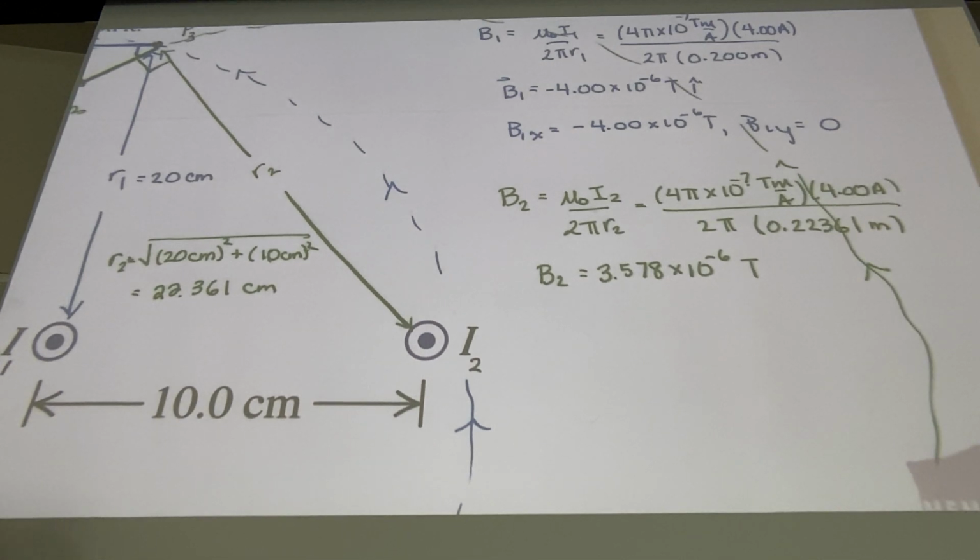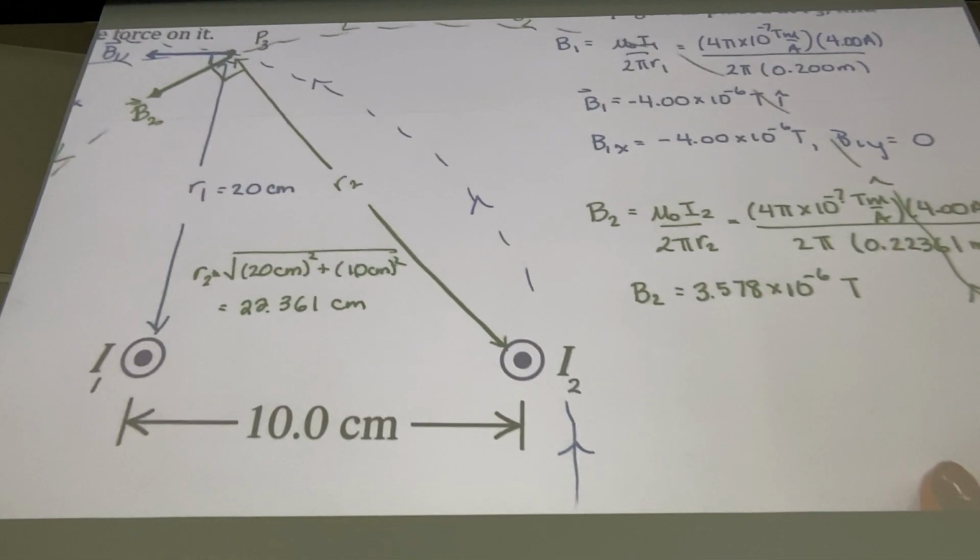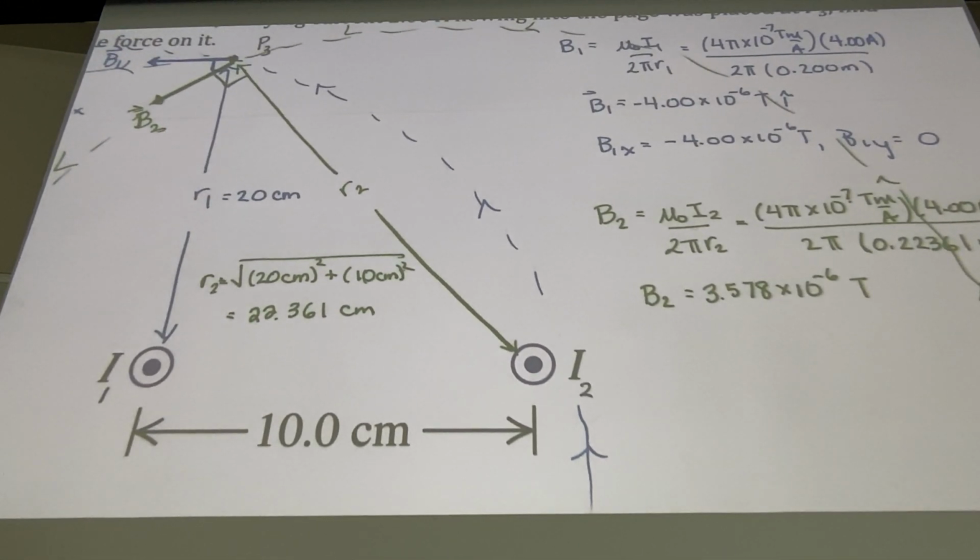You might notice that B2 is a little smaller than B1. That makes sense. It's further away than wire 1 was. Okay, so the magnetic field is going to be a little smaller. So there's the magnitude of our magnetic field. We're doing a vector addition. We want to find the components, so we have to do some work to find the components of B1 and B2.